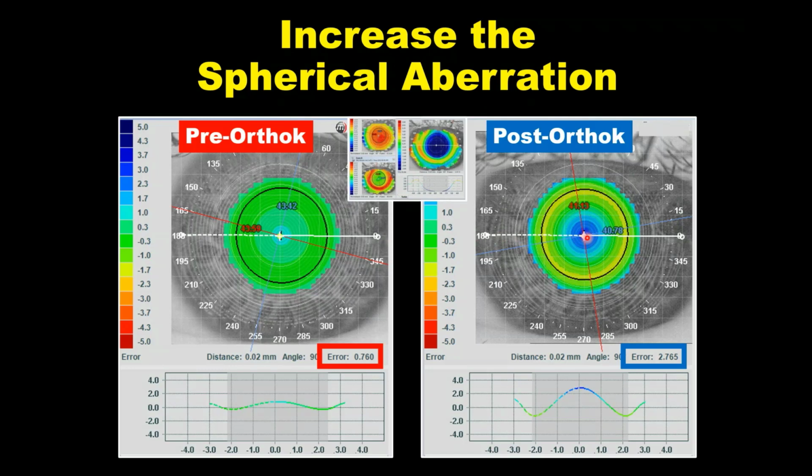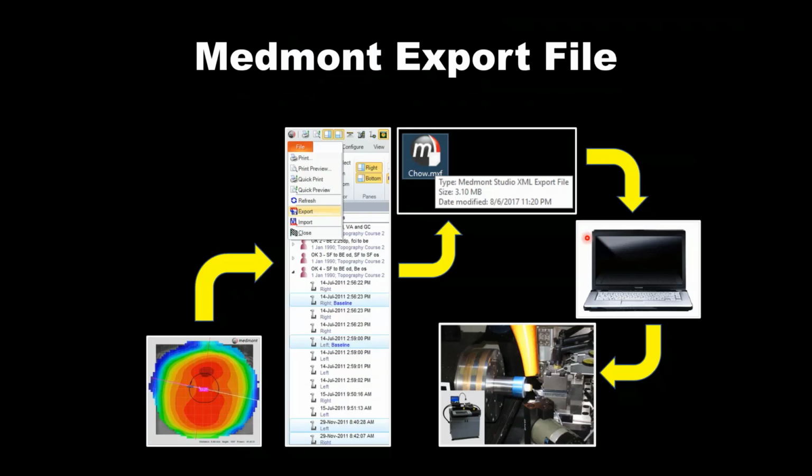And you want a positive shift in spherical aberration. You want it to move toward positive spherical aberration, and that will create good myopia control. The more spherical aberration, the studies suggest, the better the myopia control.